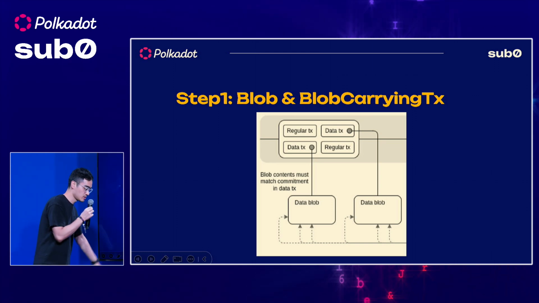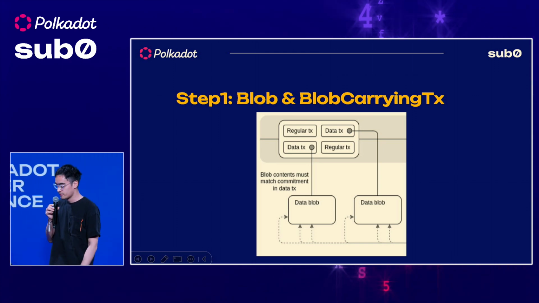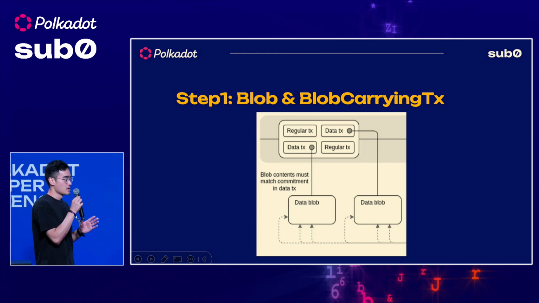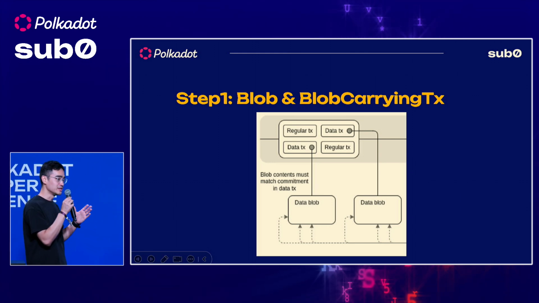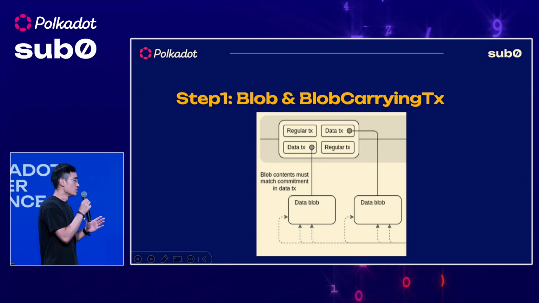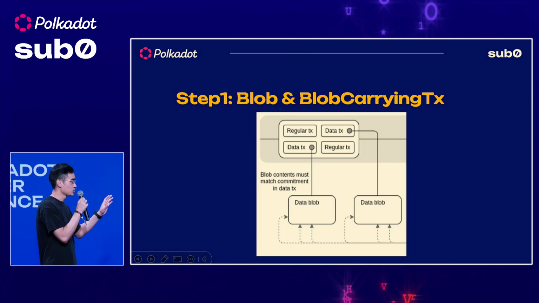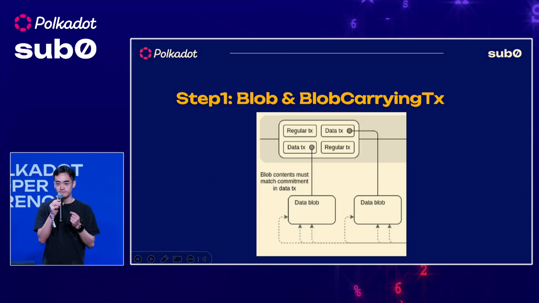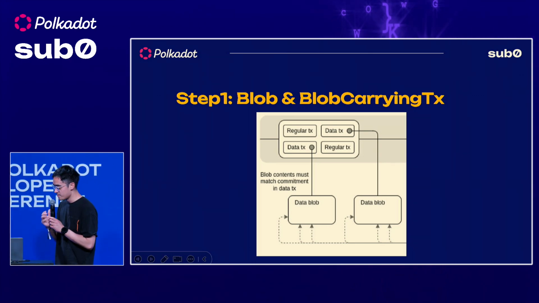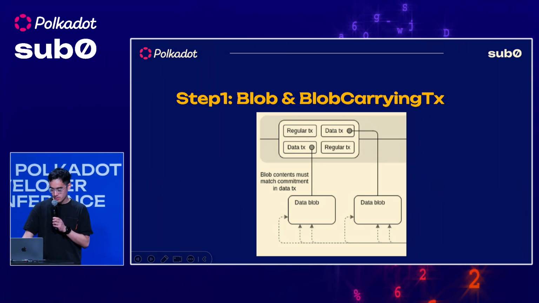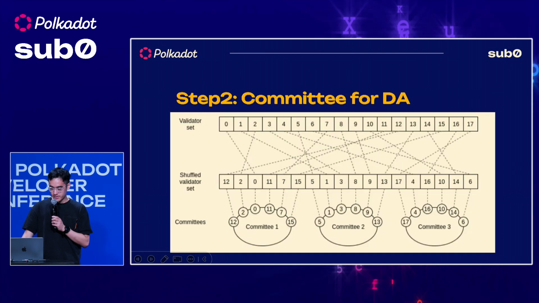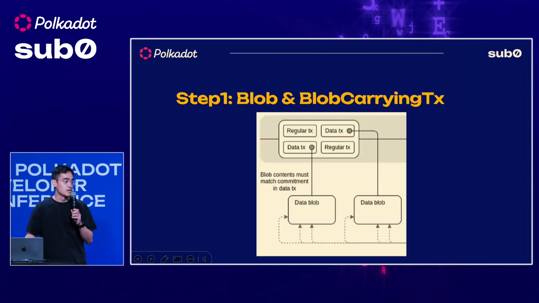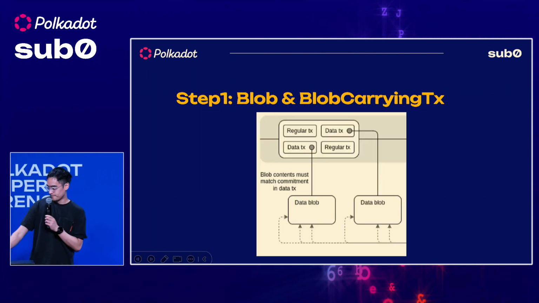Which means validators will not permanently maintain this data blob. So the introduction of blobs actually saves a lot of on-chain resources for validators and full nodes because they don't need to maintain these blobs forever. So this is the first step, and this step will be implemented in the coming proto-dank sharding.